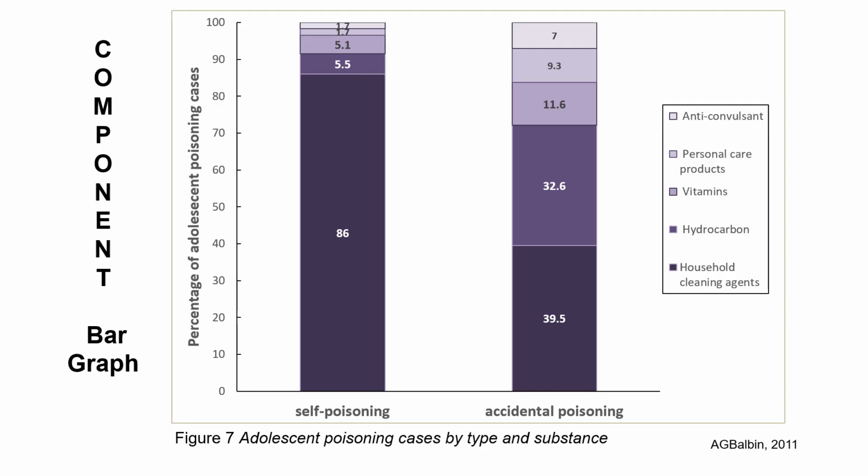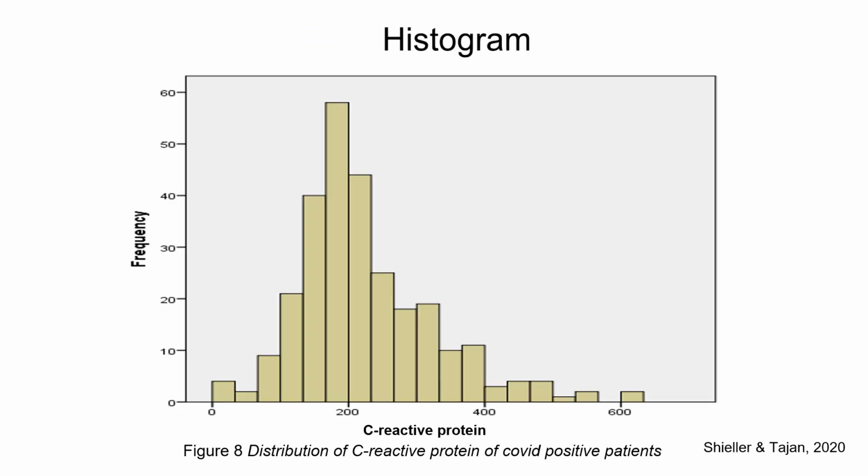The component bar graph is preferable over pie in situations where the compositions of two or more groups are to be compared. In this example, there were more of household cleansing agents ingested in self-poisoning and more of hydrocarbon ingestion in accidental poisoning cases. The histogram represents the frequency distribution of a quantitative continuous variable.